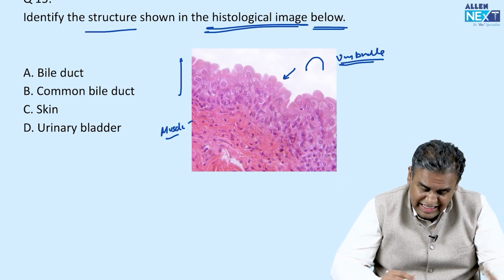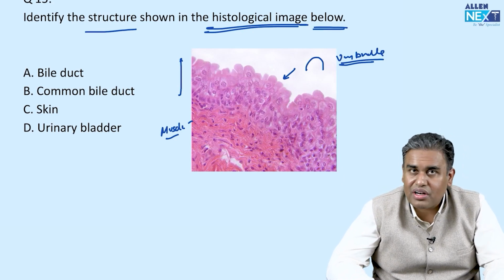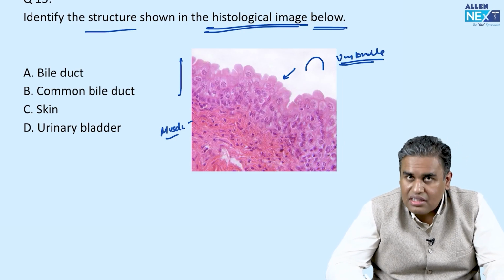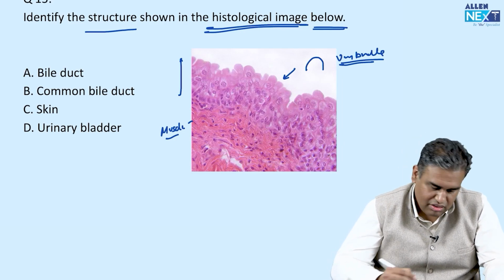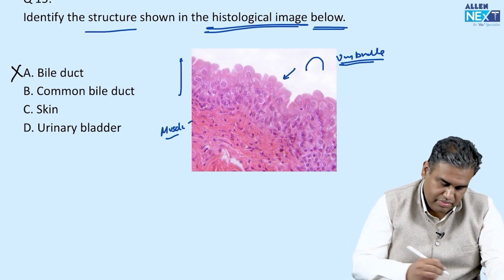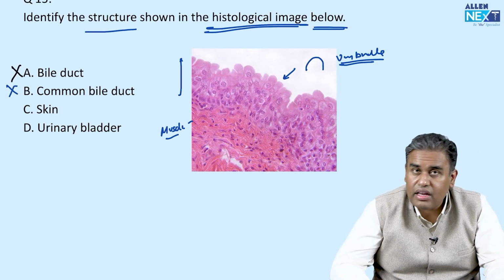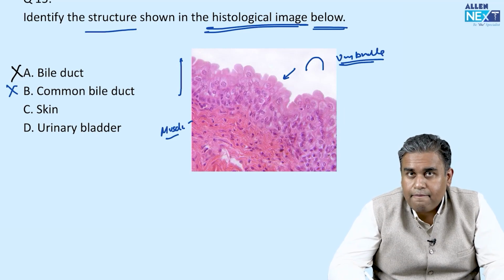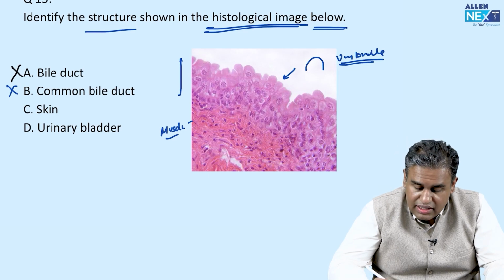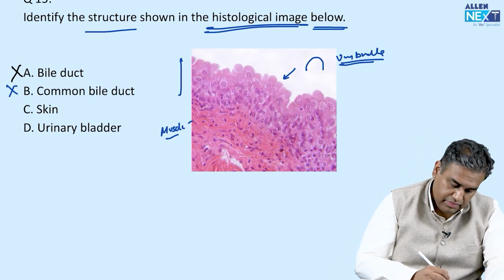Bile duct. Does this appear like a bile duct? Obviously not. Bile duct will have a lumen. It will have some cuboidal epithelium, but not muscles and all this. Obviously, you can rule out the bile duct option. Then common bile duct again. Skin will have stratified squamous, keratinized epithelium. Neither is it stratified squamous nor is there any keratinization.